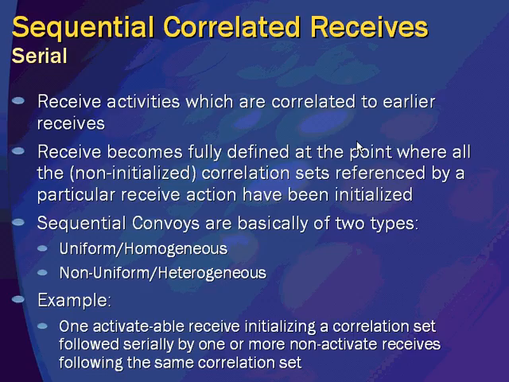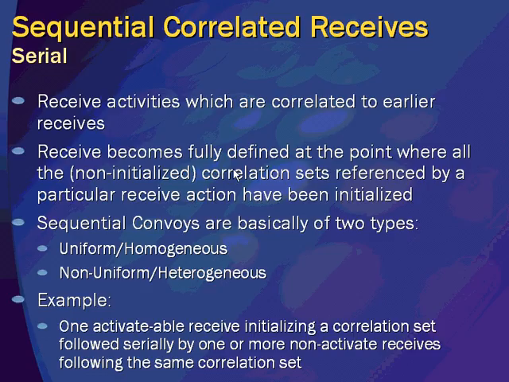Your receives are going to continue to come into the system, but you don't fully define the point at which you want to continue processing until you've received that last message. And so the way that you do that is you just keep receiving messages in a non-activation state. You first receive that initial message that activates the schedule, and then the remaining messages that come in are non-activatable. And they will continue to basically correlate on that same correlation token.